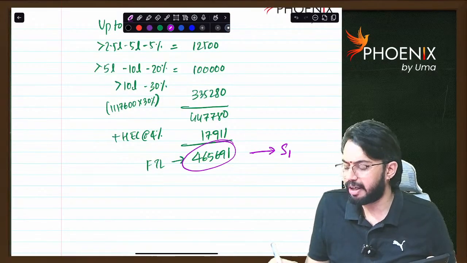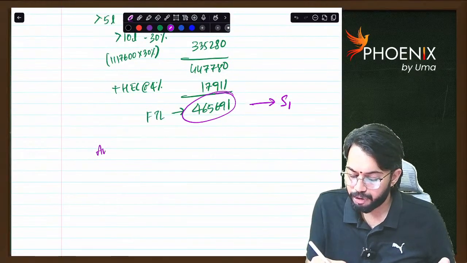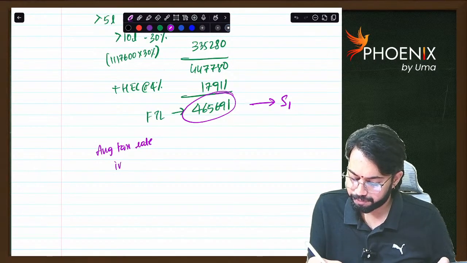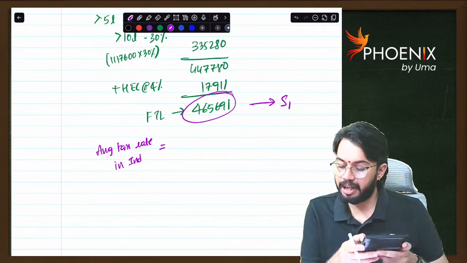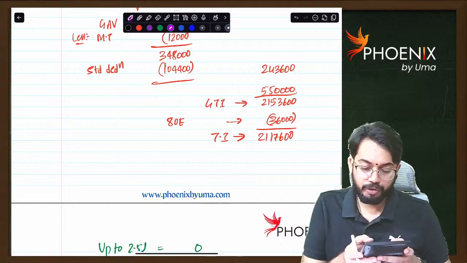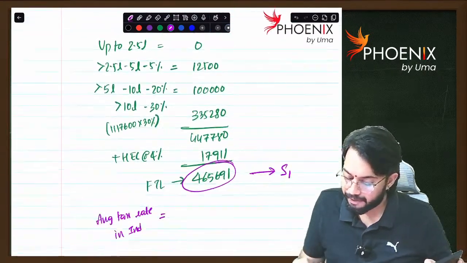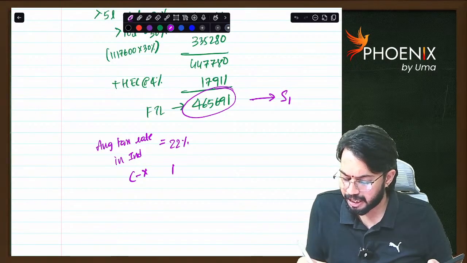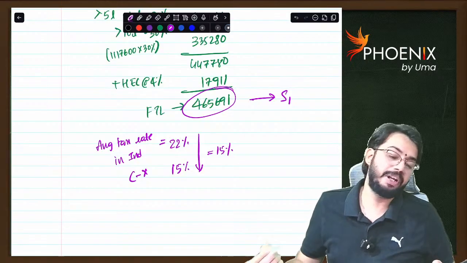This is step 1, tax on total income, both Indian income as well as foreign income. Now we will calculate average tax rate in India. How much? 465,691 divided by 21,17,600 into 100. Average tax rate in India 22%. Average tax rate in country X 15%. Whichever is lower means we will consider 15%.